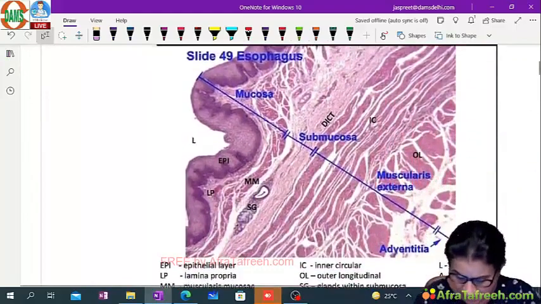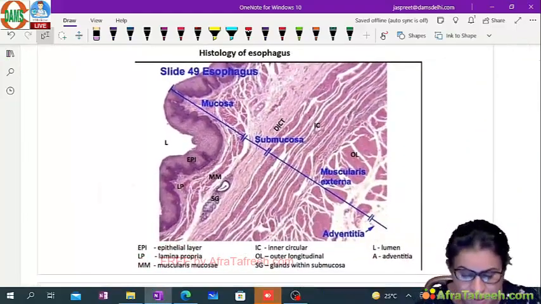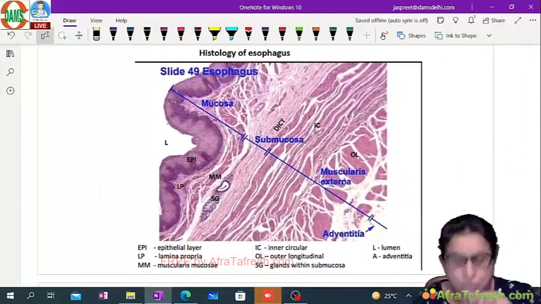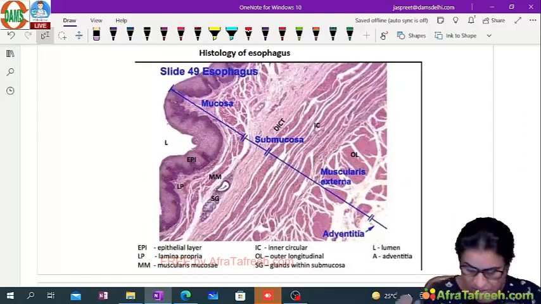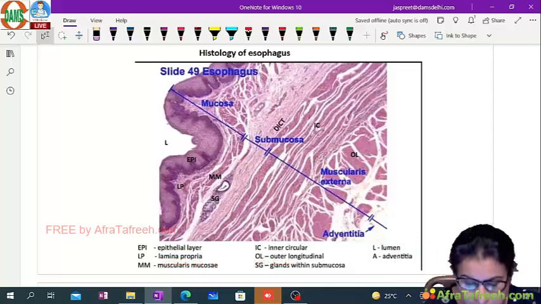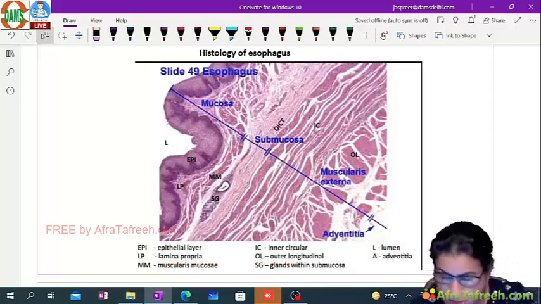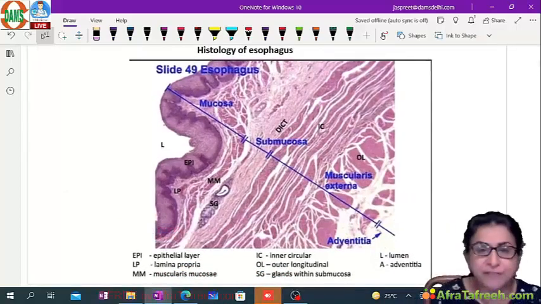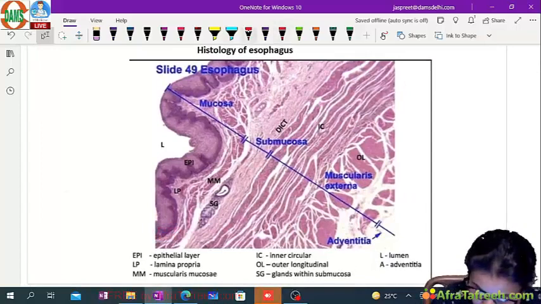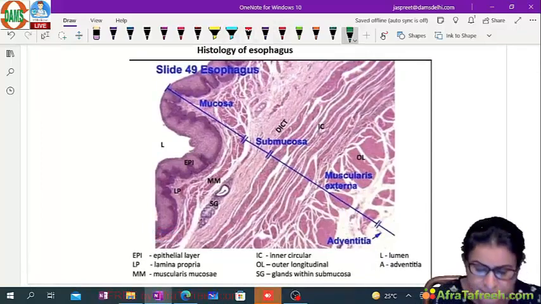Now I start with Barrett's esophagus. Last time I showed you the histology of esophagus, so let's revise it once again. You have to know the normal histology to understand the pathology. We did this last time also.